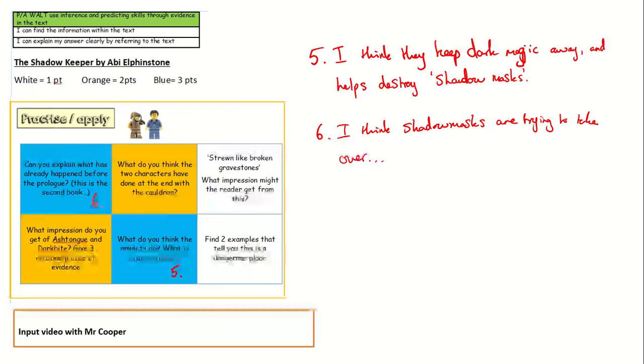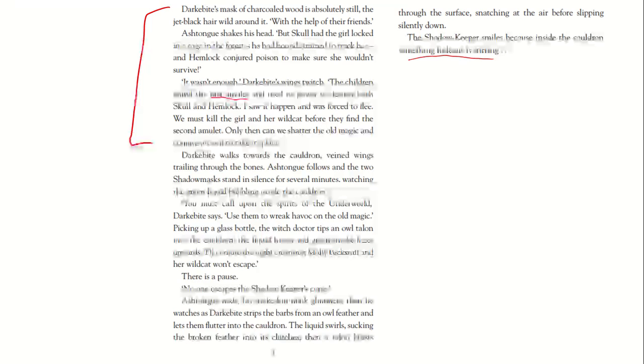I would finish that with, I think shadow masks are trying to take over, but there is a girl or a team of people who are stopping them from doing so, and they've destroyed one of the amulets, or found an amulet and helped destroy some of the shadow masks. You can work it out from this final page here.